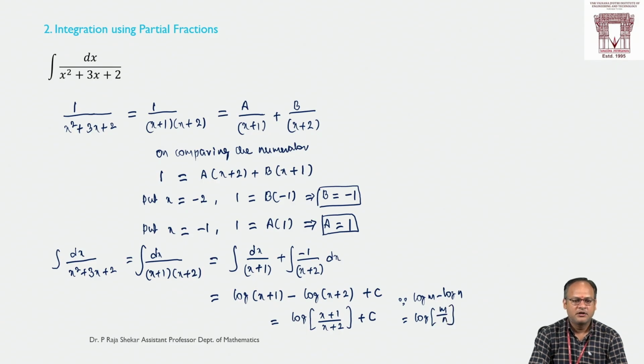So this is how we can get the integral by using partial fractions whenever it is necessary. x square plus 3x plus 2, we have written it as x plus 1 into x plus 2, then partial fractions accordingly.